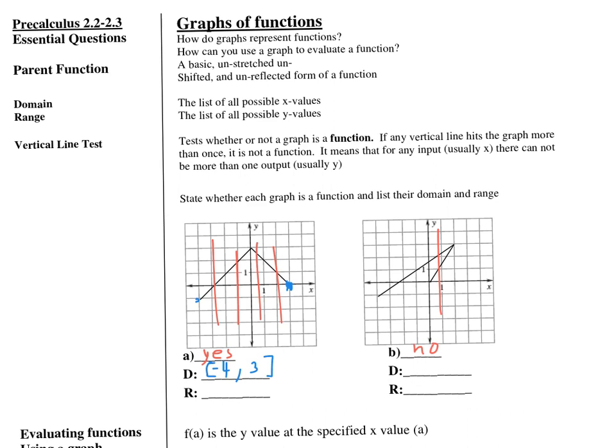The range, this is kind of the same idea, but low to high. So I would say that the lowest y value is right here at -1, and the highest y value is up here at 3. And so that would be from -1 to 3. Notice that the biggest y value does not have to be at the same place as the biggest x value. All right, I'm not going to do the domain and range on the second one because it's not a function.